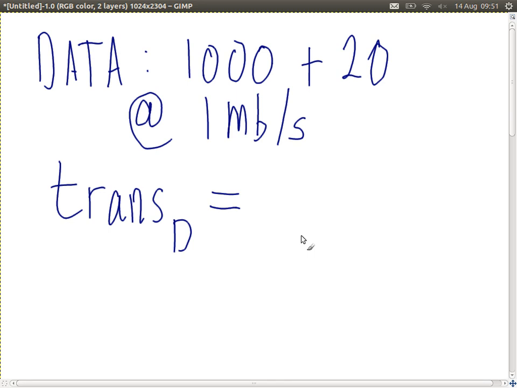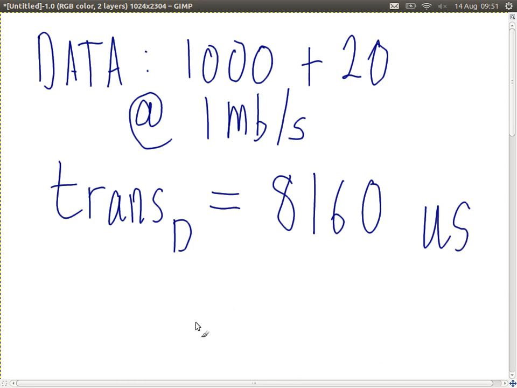We send that at a data rate of 1 megabit per second. So the transmission delay is simply the data size divided by the data rate. I'll note that it's transmission, and lowercase d for the subscript d for the data frame. What's the answer? 1,020 bytes times 8 is 8,160 bits, divided by 1 megabit per second, gives microseconds.